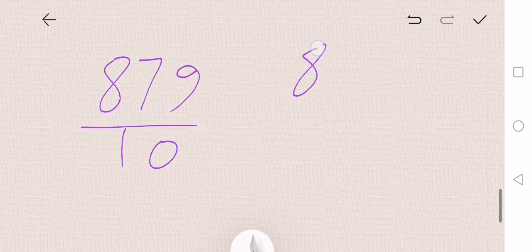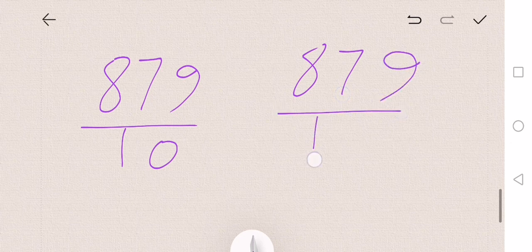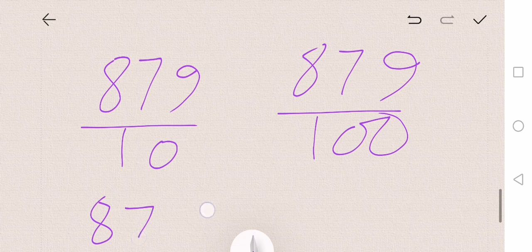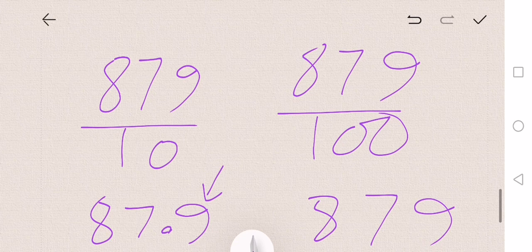Now let's say 879 if we need to divide by 10, or 879 if we divide by 100. What to do? Write down the number first, 879. Over here there's one zero, so just ignore one number from the right and put a dot in here. Same thing, write down the number 879. How many zeros are there? Two, 1 and 2, so ignore these two numbers and put a dot in here.